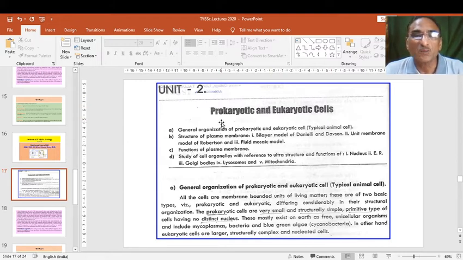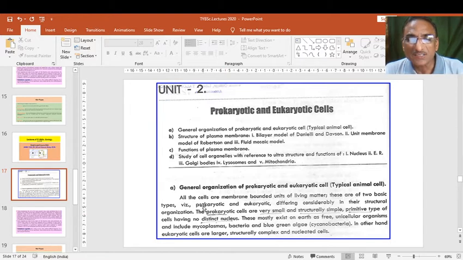So in this topic, unit number 2, we have to study these 4 topics basically. Of them, the first is the general organization of prokaryotic and eukaryotic cells, or we can say a typical animal cell. As we are students of zoology, we have to study the animal cell. So what is the general organization of prokaryotic and eukaryotic cells?